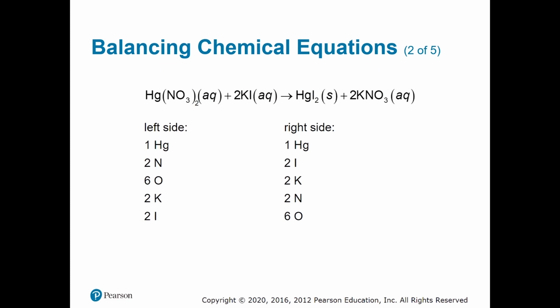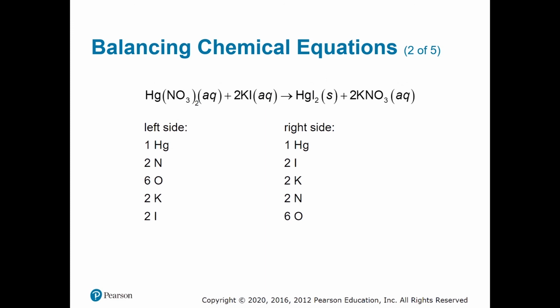Let's dust off a reaction that we used to demonstrate the law of conservation of mass in the previous chapter, the reaction between mercury(II) nitrate and potassium iodide to form the bright orange solid mercury(II) iodide as well as potassium nitrate. A quick note on some of the states of matter here. Lowercase s in parentheses indicates a solid, and the lowercase aq in parentheses indicates that the substance is in the aqueous state, which is the technical term for something that's dissolved in water.